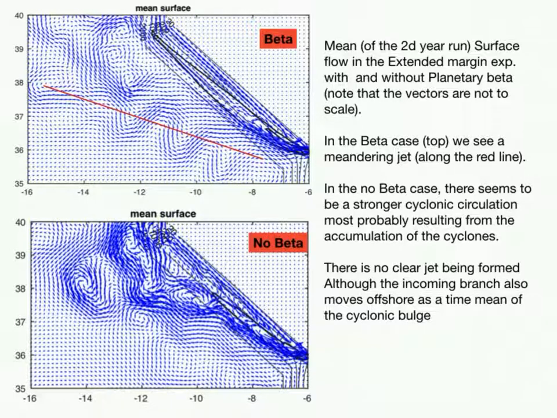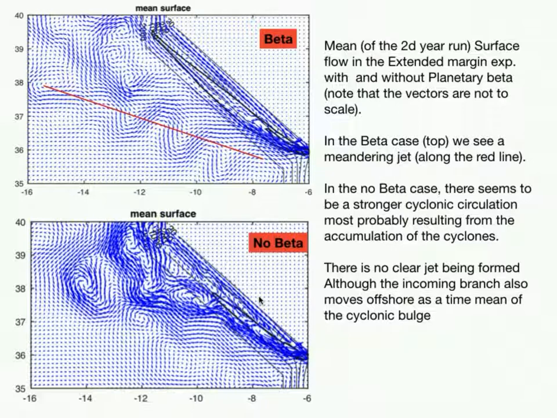I've also done an experiment without the planetary beta effect, and this is the mean surface flow for the two experiments. Unfortunately, I should say that these two vector fields are not properly scaled. So although the no beta experiment seems like a stronger flow, it's just a matter of the scaling of the vectors.